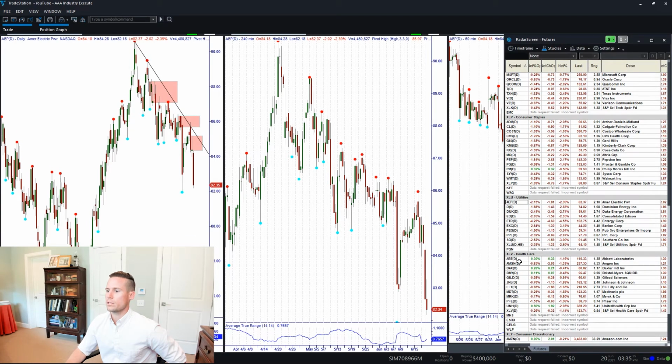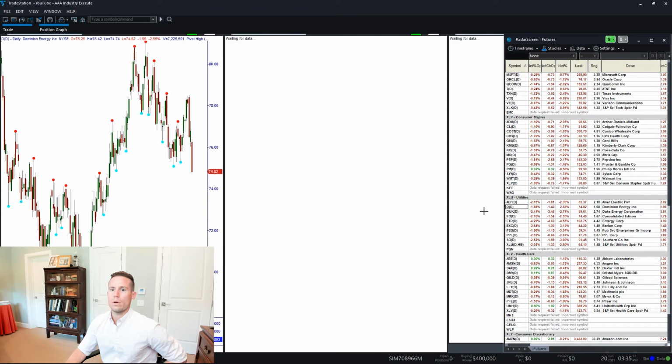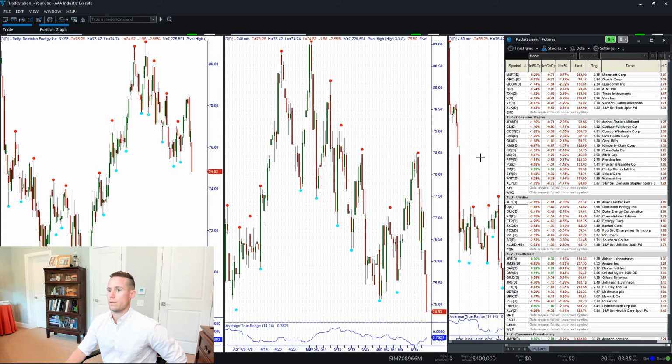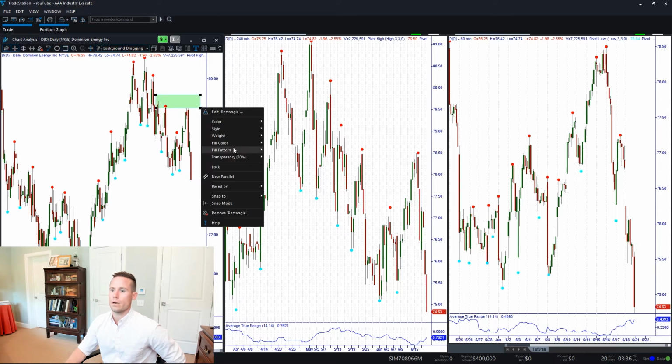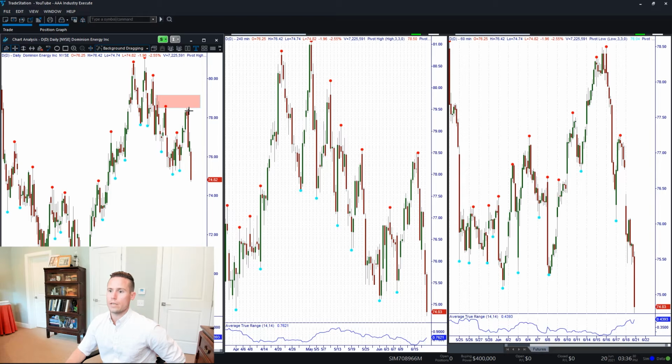Let's check another one. This is Dominion Energy. So right here, again, as soon as demand, or you have your swing highs and higher swing lows, as soon as they get broken, you get a swing high, swing low, lower swing high, lower swing low. Then you get supply zones. Something like right there, and then you just short those supply zones.